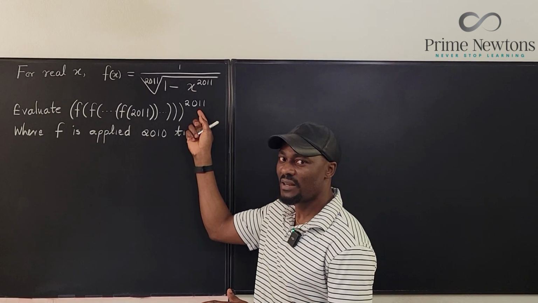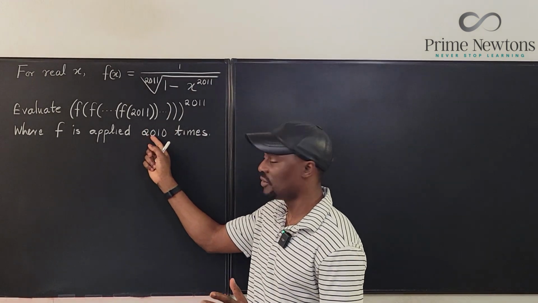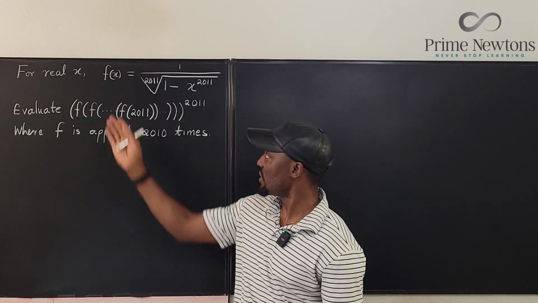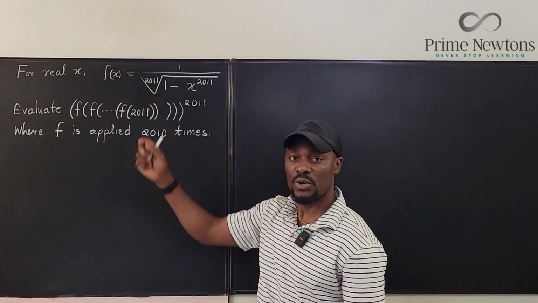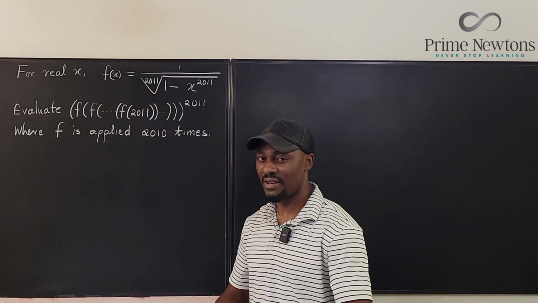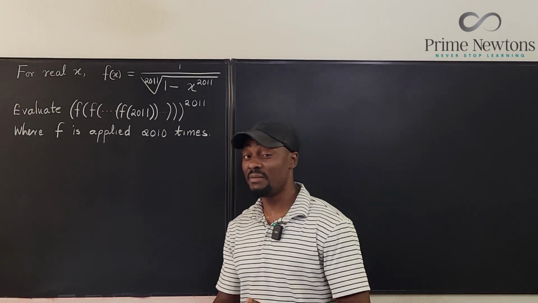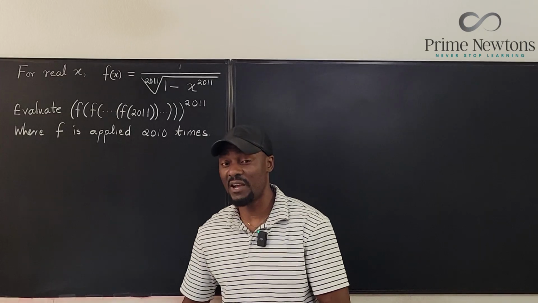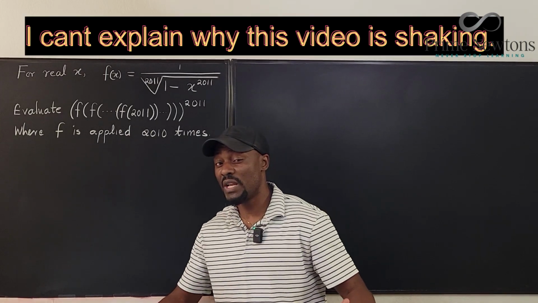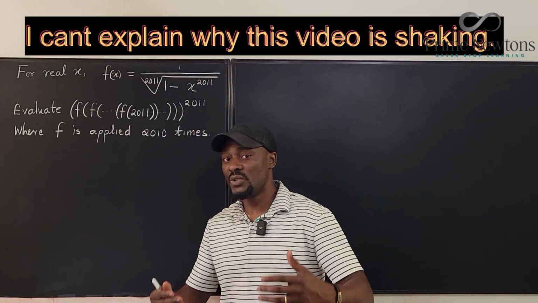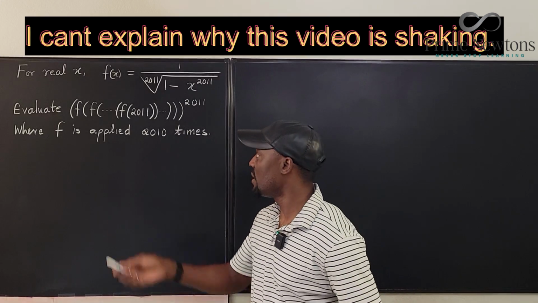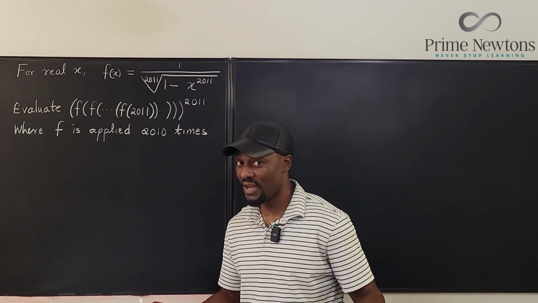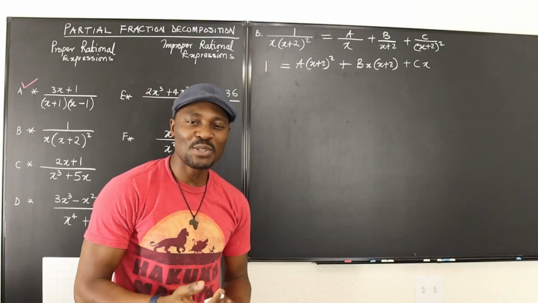We're not going to apply this 2010 times. We're going to start from the second time because the first time is already given. We're going to do it again and again. And typically, if this is a competition, by the time you get to the fifth or sixth time, a pattern will already be established. And you can use that pattern to predict what's going to happen when you do it 2010 times. So without wasting any further time, let's get into the video.